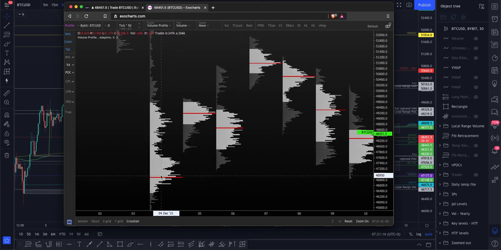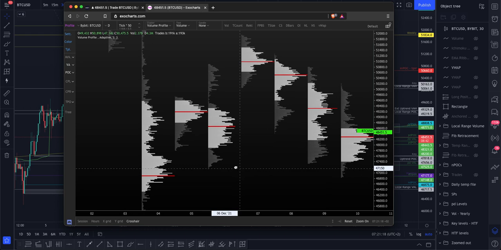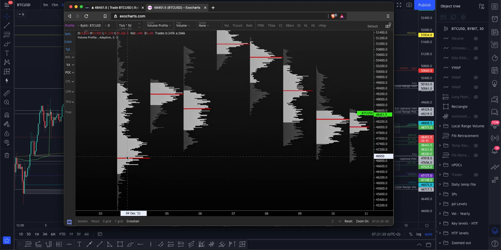So here we had the 4th of December, and that little red line is the point of control for that day. The highlighted area is the value area, and the red line is the point of control. If the next day, the 5th of December, the highest and the lowest of the day didn't cross this red line, then the point of control of the 4th of December stays a naked point of control. That's what we call it.